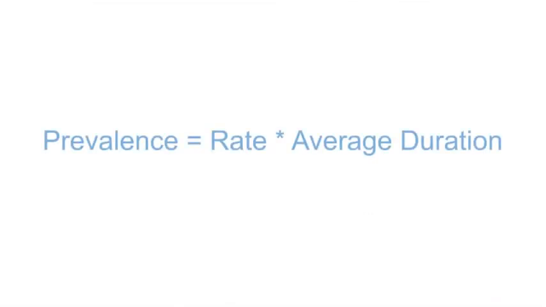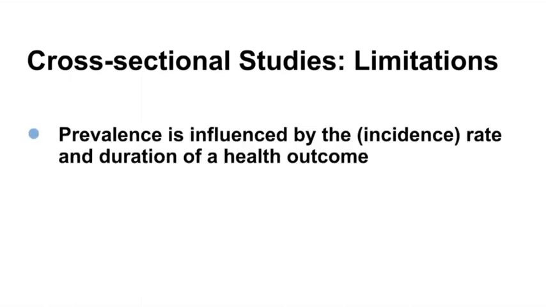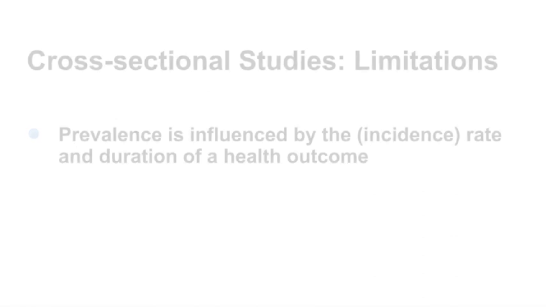It is important to recall from a previous lecture that under steady-state conditions, prevalence equals rate times average duration of the disease or health outcome. Note that there are some limitations of cross-sectional studies. For instance, the prevalence is influenced by the rate and duration of the health outcome. For example, persons who survive longer with a health outcome or disease will be more likely to be counted in the numerator of a prevalence proportion. Short-term survivors are not as likely to be counted, as they are by definition around for a shorter time.